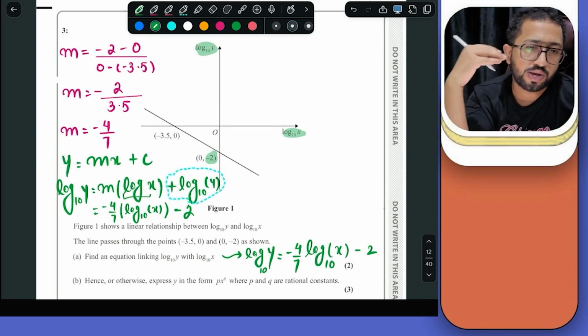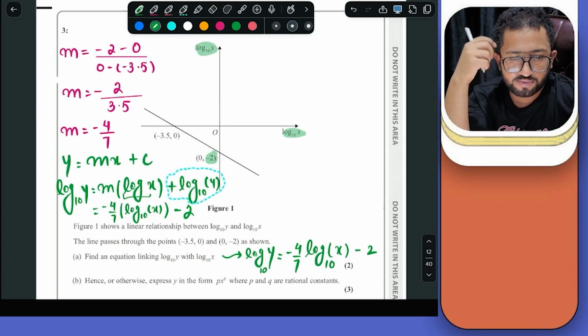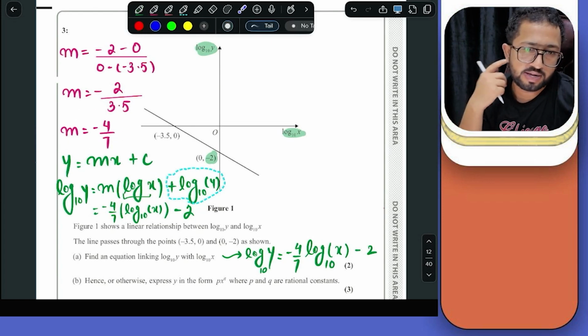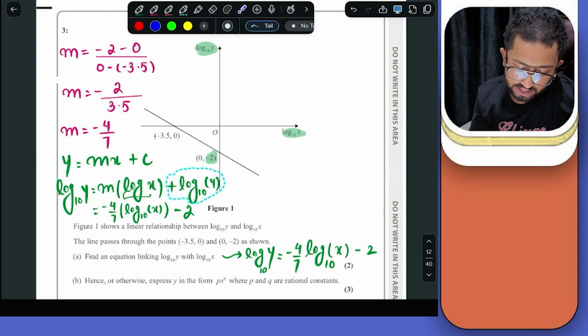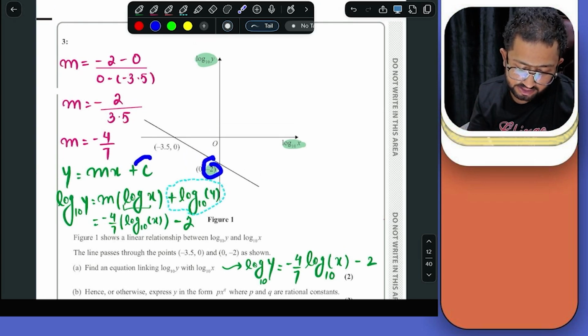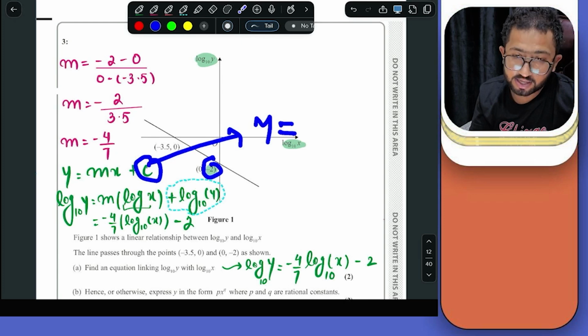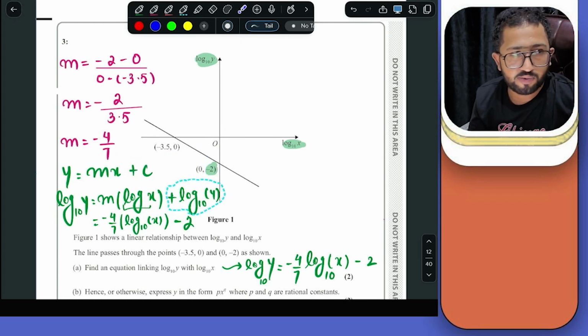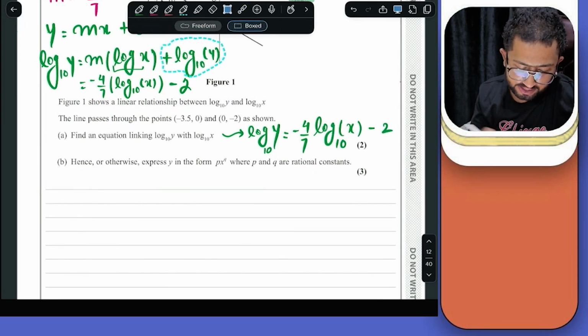Whenever you are finding the equation of a straight line, obviously we need two things. The first one is the gradient and the second one is a point or maybe the y-intercept. So we already have the y-intercept, but be careful. Now the y-intercept is not the y-axis quantity. It is actually log y. That is the value of log y. Straightforward. Okay, so let's move forward. Very easy question.